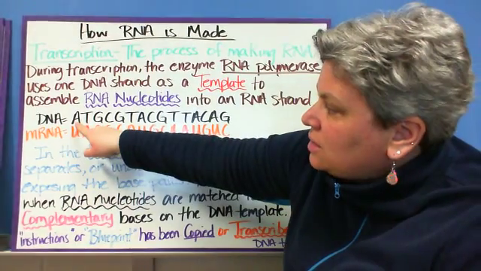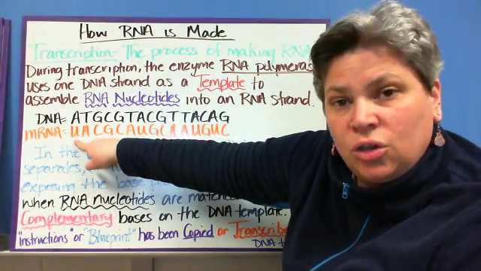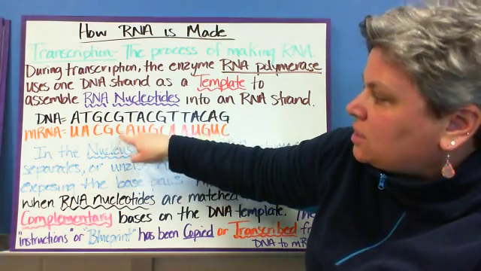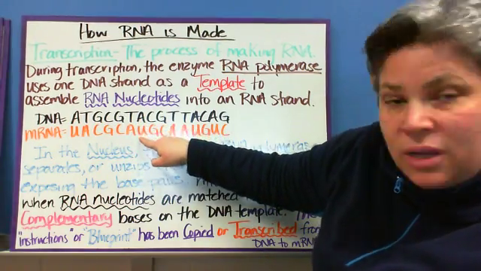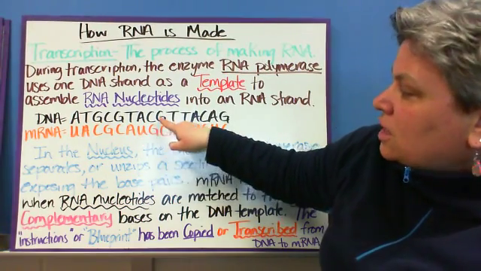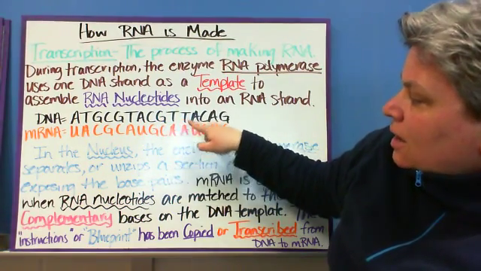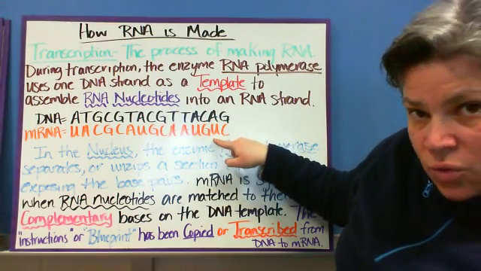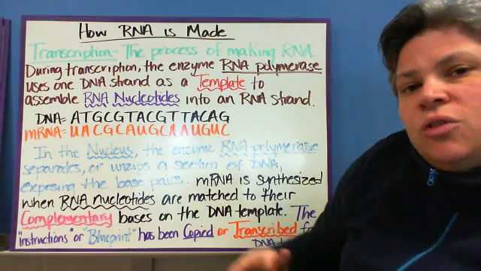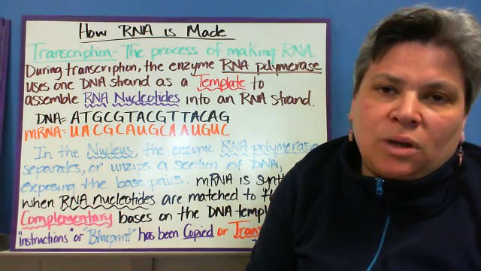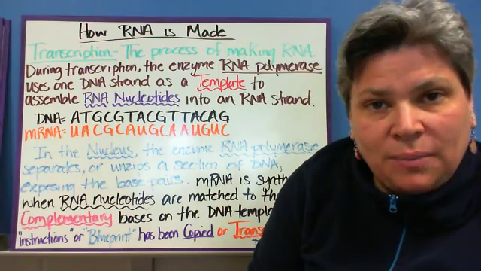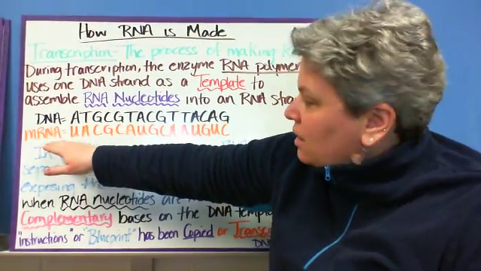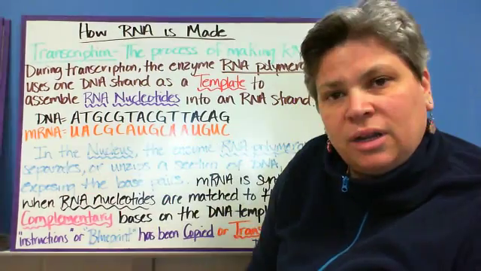Notice, A this time is going to go with U. T goes with A, G goes with C, C goes with G, G goes with C, T goes with A, A goes with U, C with G, G with C, T with A, A with U, C with G, A with U, G with C. So the process is exactly the same as it was in making DNA from DNA in replication, but in transcription, when we're making RNA, instead of putting in a T, we put in a U.